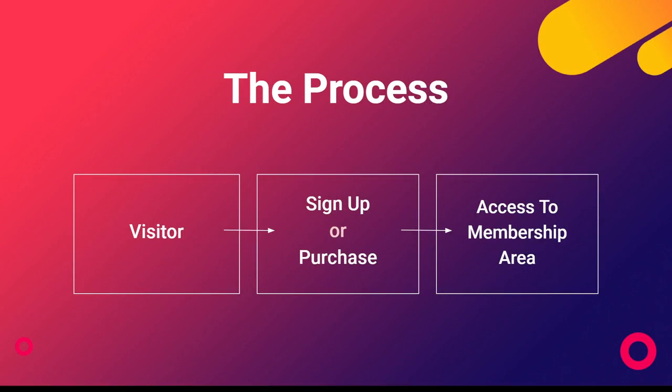You have a visitor. They either sign up for free, for example, to become a member and get access by submitting their information, or purchase access. So they can purchase access to that area if it's some kind of a course, or purchase individual mini courses to access only that specific course itself. And of course, after that would be the access to the membership area and whatever information you want to have inside.